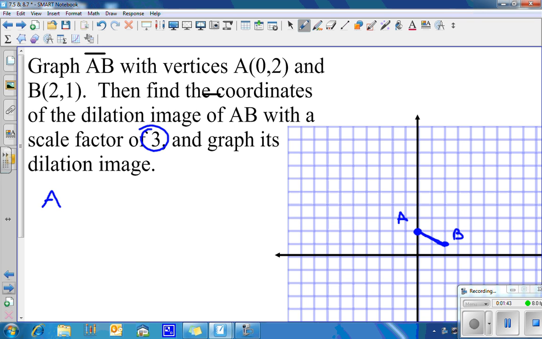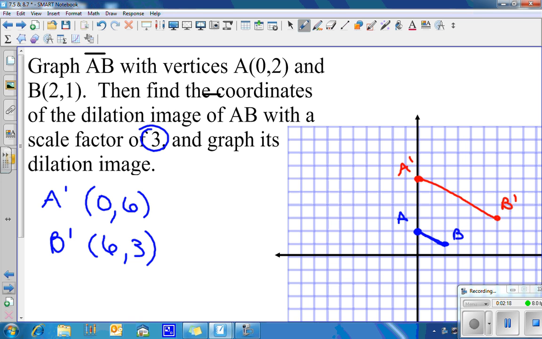So A prime, you take both the x and the y coordinates and you multiply by 3. 0 times 3 is still 0. 2 times 3 is 6. Let's do it with the B. 2 times 3 is 6. 3 times 1 is 3. Again, you're just multiplying the scale factor to each component of your ordered pair. So A prime is at 0, 6. And B prime is at 6, 3. Connect the points. Notice it is a bigger line segment. It should be. It's a dilation.